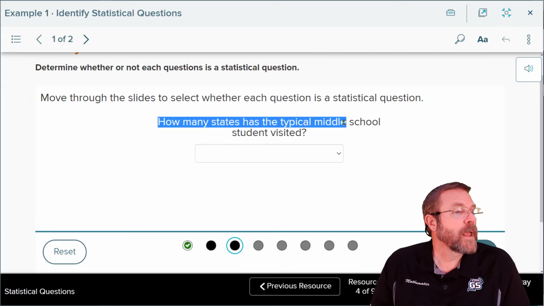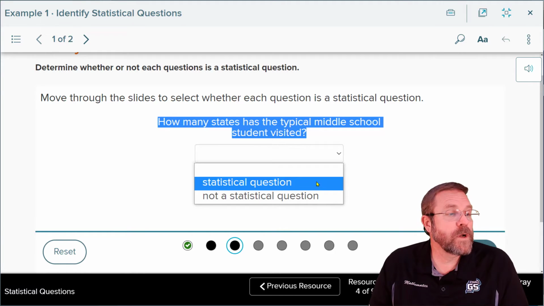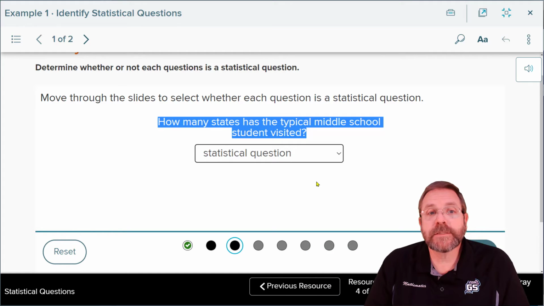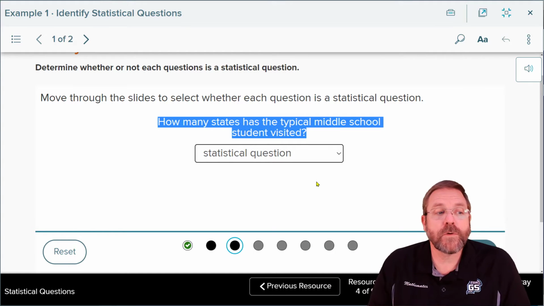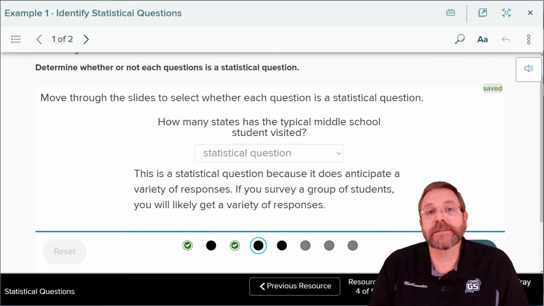Next question. How many states has a typical middle school student visited? That is a totally statistical question because we could ask each person in our class how many states they've visited in order to create a survey. So yes, that one does qualify as a statistical question.